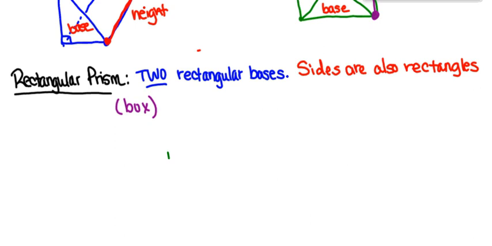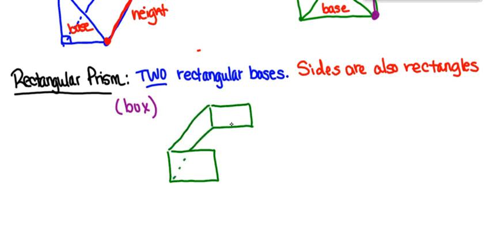So to draw this one, I'm going to start out with two offset rectangles. And again, I'm going to connect each vertex in each rectangle. So that's my rectangular prism. Think about that like the box.